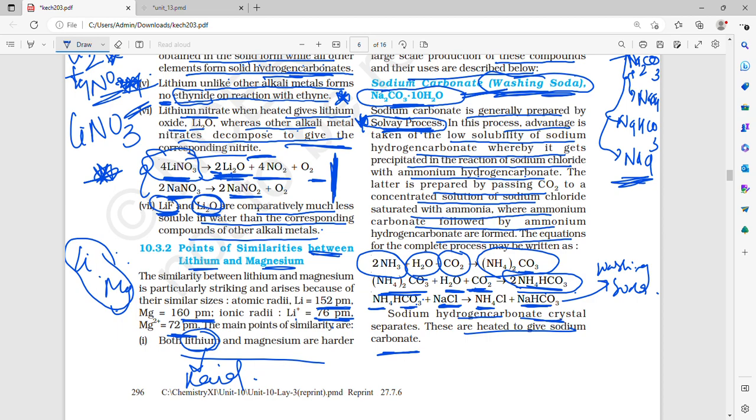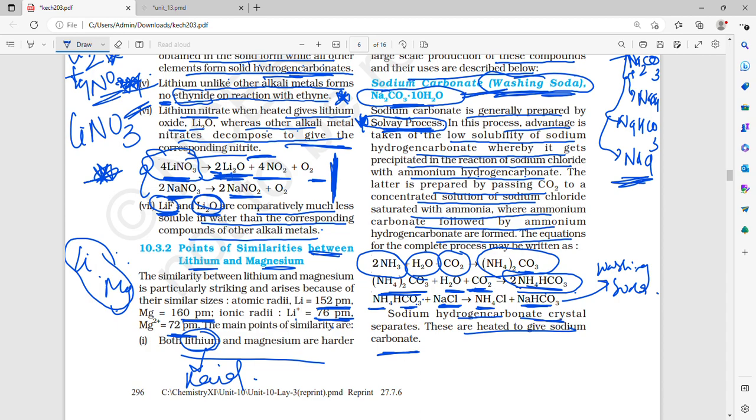In this process, advantage is taken of the low solubility of sodium hydrogen carbonate, wherein it gets precipitated in the reaction of sodium chloride. So firstly, what happens in Solvay process? Firstly we take ammonia, dissolve it in water and pass carbon dioxide through it to get ammonium carbonate.